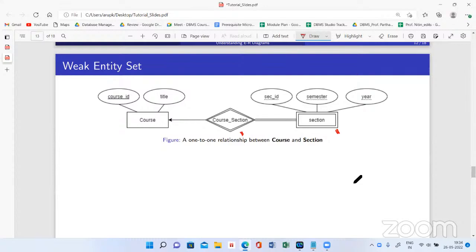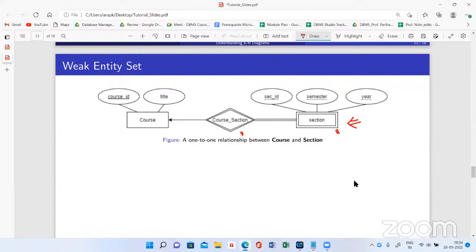So a section is represented by a section ID, semester and year. Now this is a typical case. We call it a weak entity. Why do I call it a weak entity? Because a section does not exist without a course. Earlier ones were all strong entities. This one is weak. So section, here, we call it a weak entity.